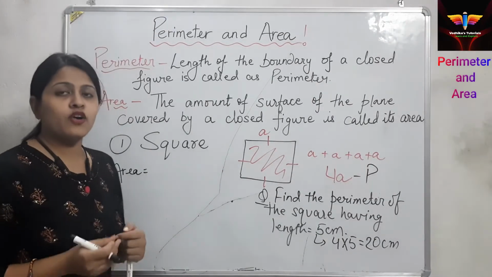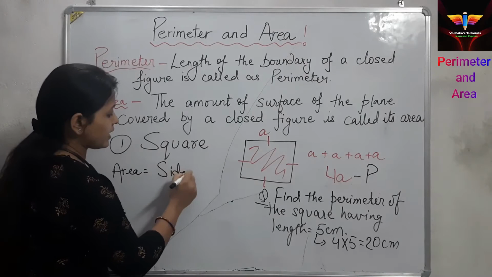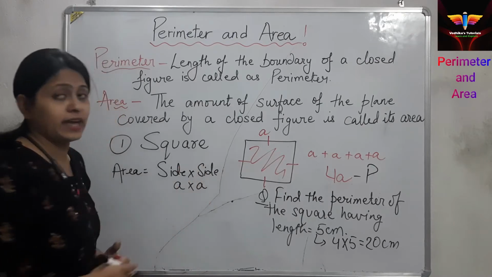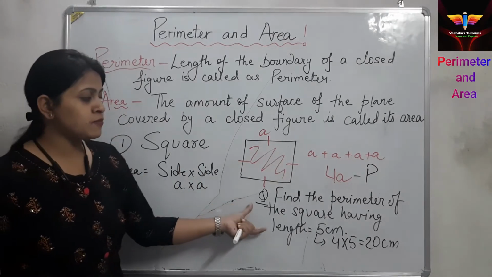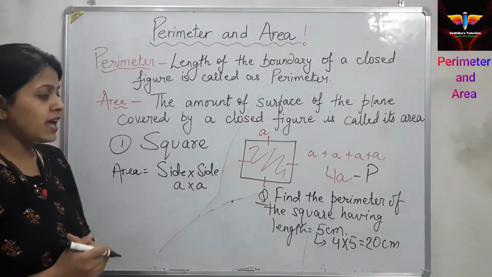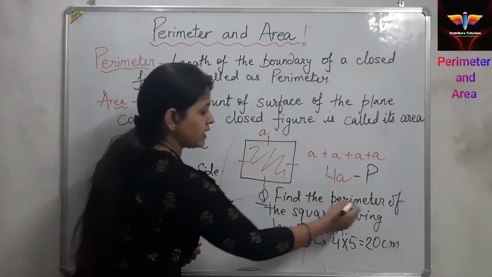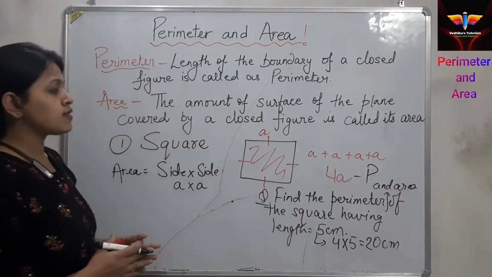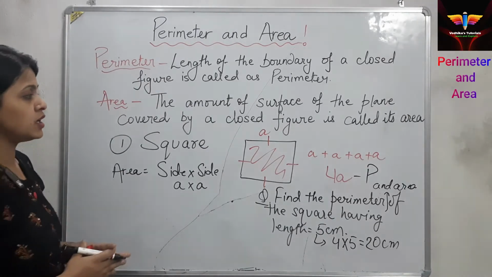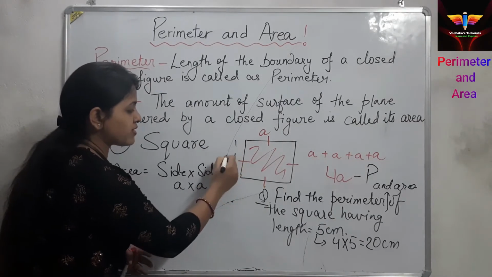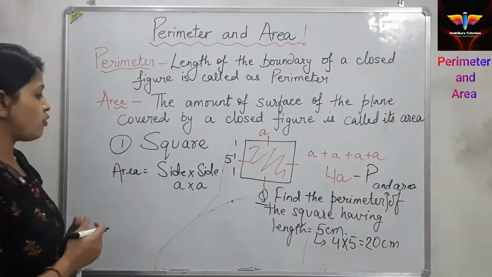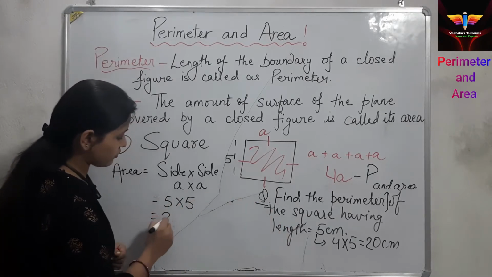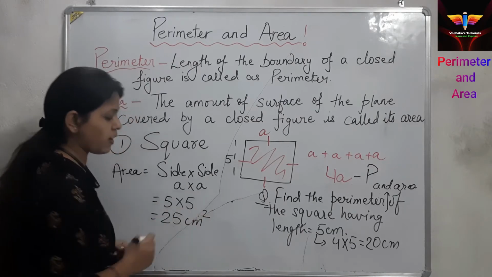Okay, so the area of a square is side into side, that is here side is a into a. Suppose the same question is given and you have to find the area also, like find the perimeter, and I am adding here area, of the square having length 5 centimeter. So if the square is of the length 5 centimeter and we have to find the area, what we can write? 5 into 5, and it is centimeter, so 5 into 5 is equal to 25 centimeter square.